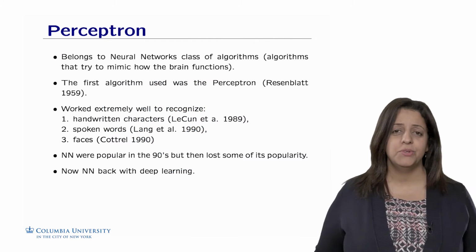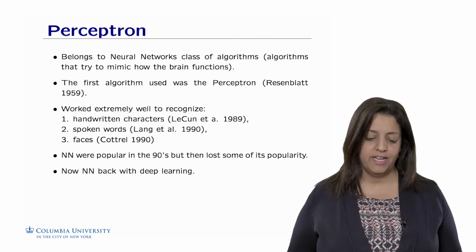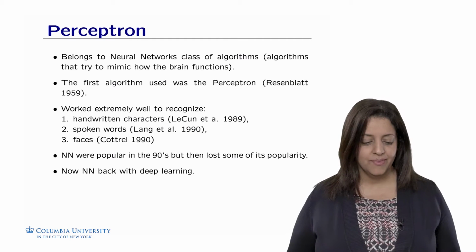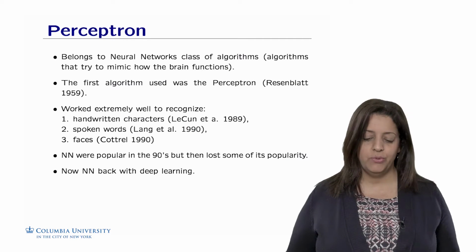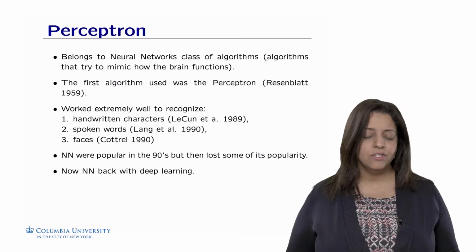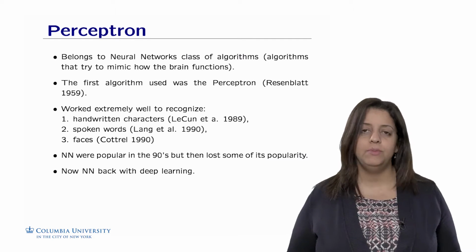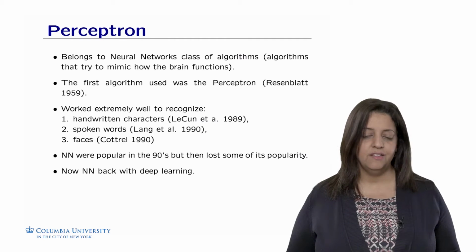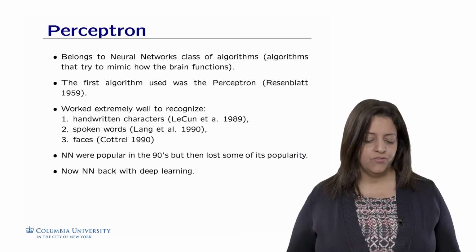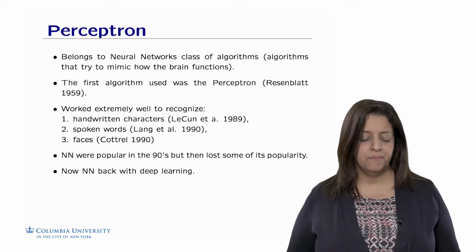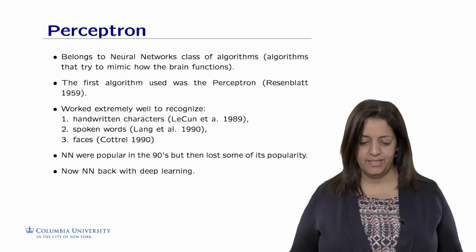Let's now talk about the perceptron algorithm, which belongs to neural networks, the class of algorithms that try to mimic how the brain functions. The first algorithm used was called the perceptron, invented by Rosenblatt in 1959. In general, neural networks work extremely well to recognize handwritten characters, spoken words, and faces. The method was very popular in the 90s, but then lost some of its popularity. But it's now back with the rise of deep learning.